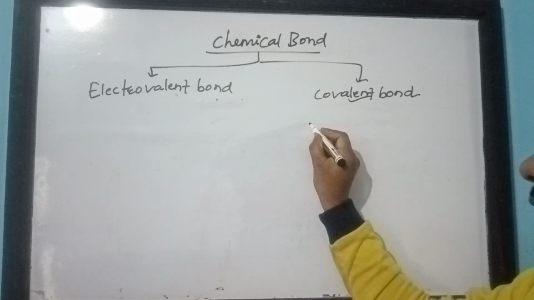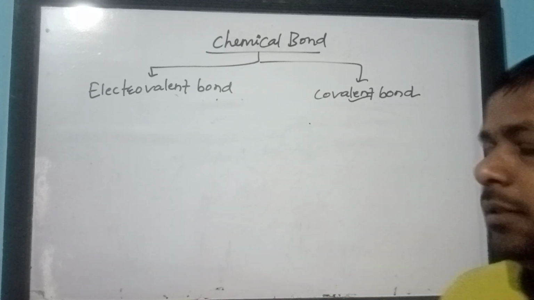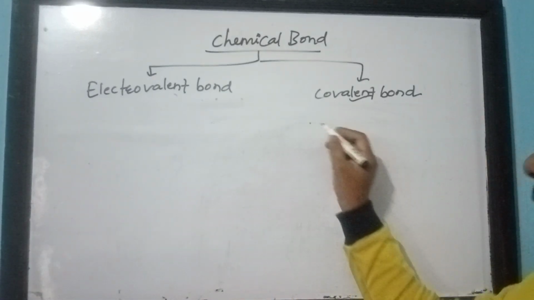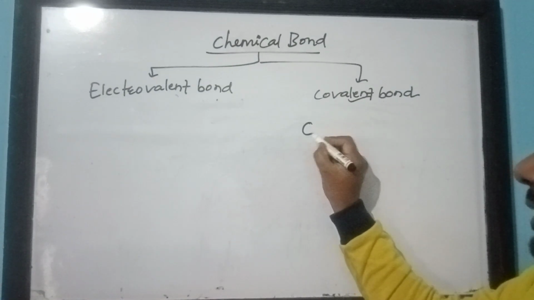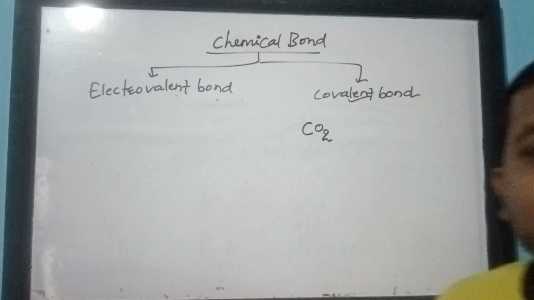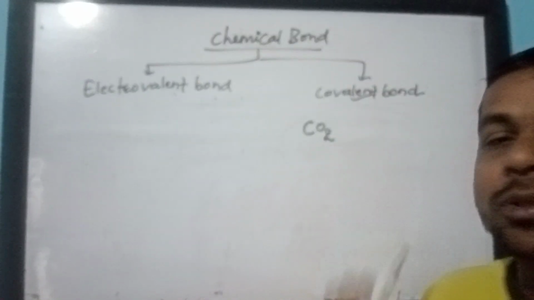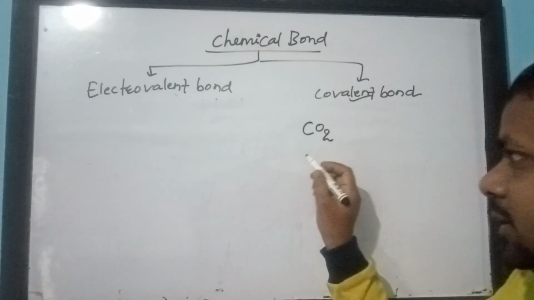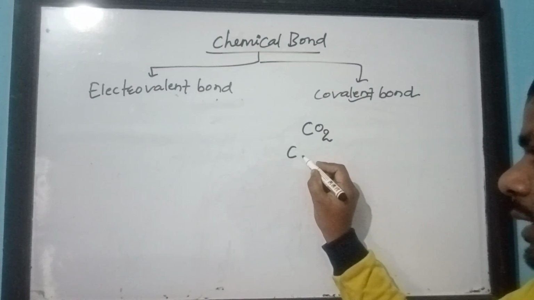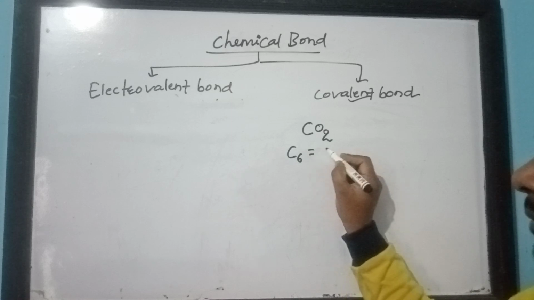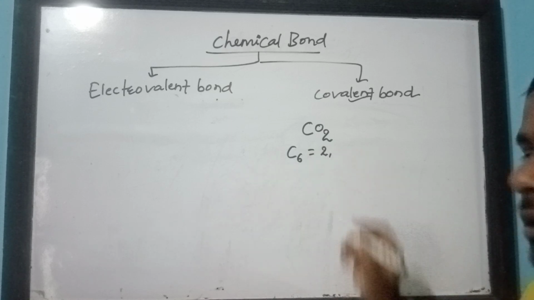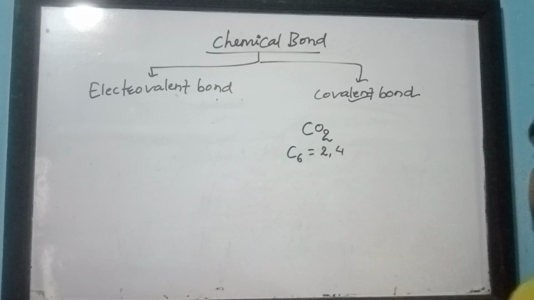Let us see the structure of the carbon dioxide molecule, CO2, and how the covalent bond is formed here. Let us see first the electronic configuration. Carbon has atomic number 6: first orbit 2 electrons, second orbit 4 electrons.